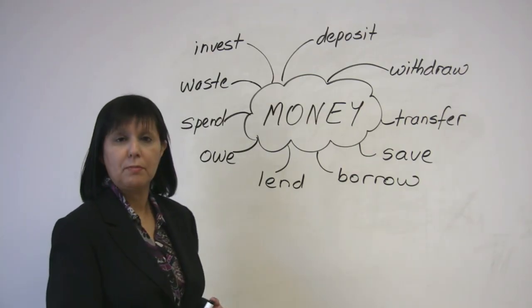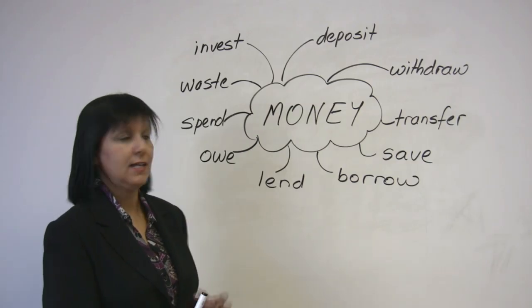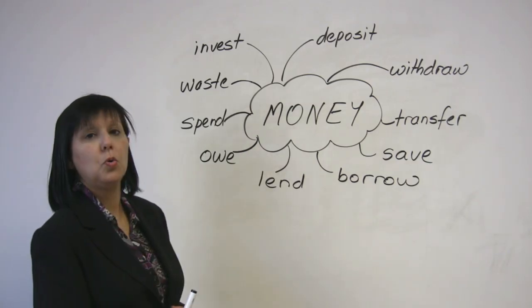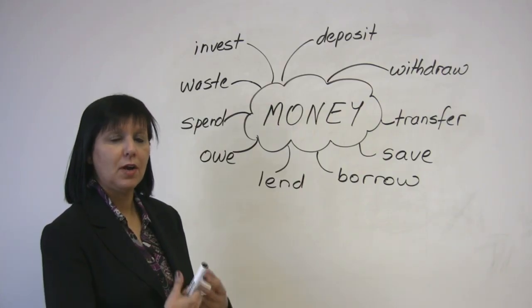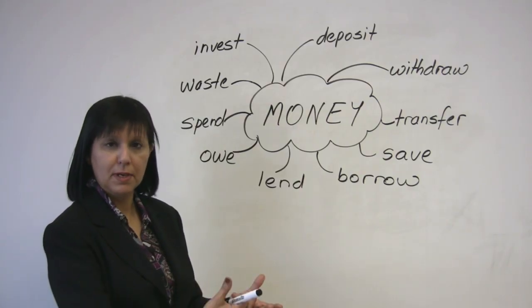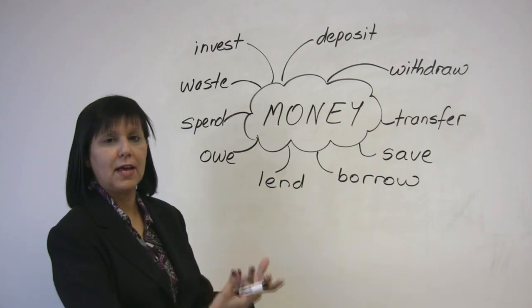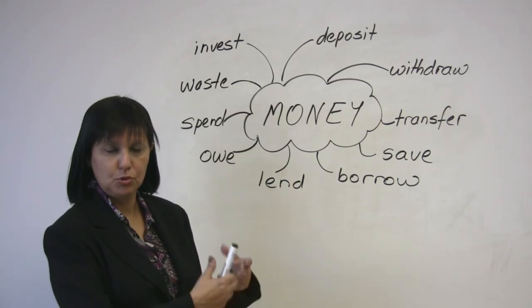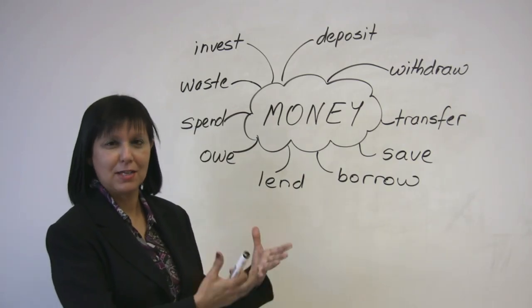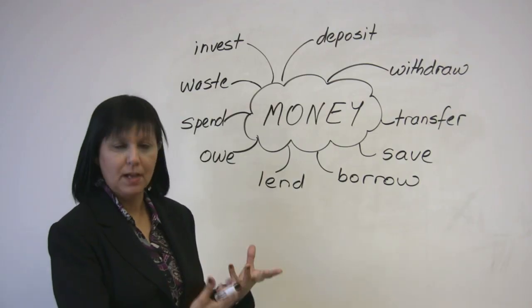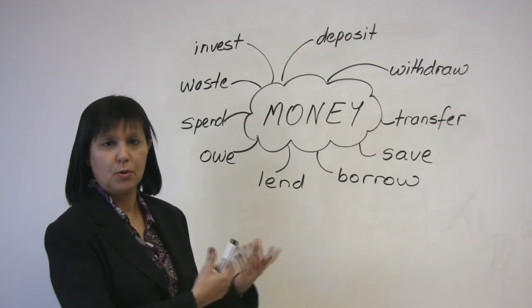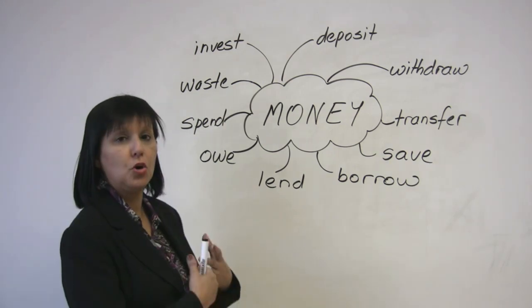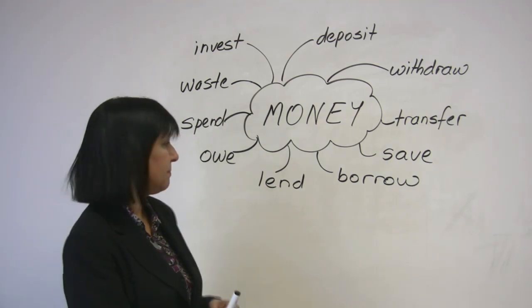If you borrow money from the bank, let's say, then you owe money, O-W-E. It means that you have a debt to the bank and you need to return that money to the bank, usually plus some interest, some extra amount that you need to pay in order to have the right to borrow it. So you owe money to the bank.